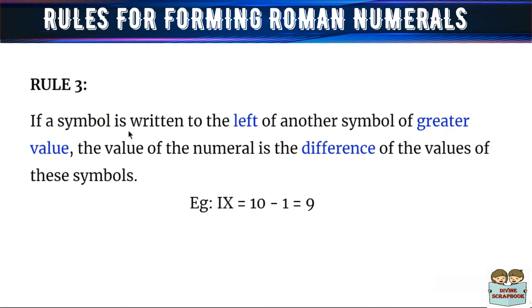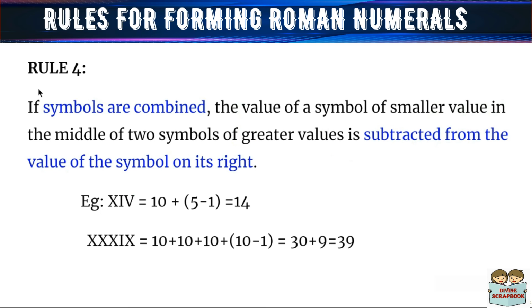Now rule number 3. If a symbol is written to the left of another symbol, before the symbol of greater value, the value of the numeral is the difference of the values of the symbols. Let's take one example, IX. Here the value of I is less than X, so we have to subtract it. So 10 minus 1 will get 9. Value of IX will be 9 in Roman numeral.